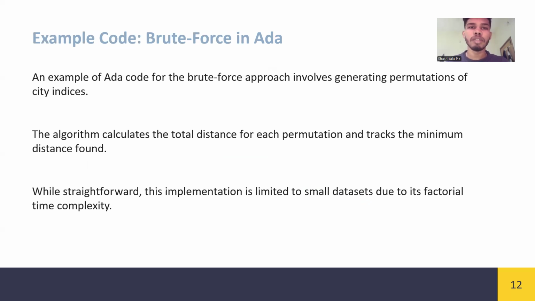So the first one is example code, brute force in Ada. An example of the Ada code for the brute force approach involves generating the permutations of the city indices. The algorithm calculates the total distance for each permutation and tracks the minimum distance found. While straightforward, this implementation is limited to small datasets due to its factorial time complexity.